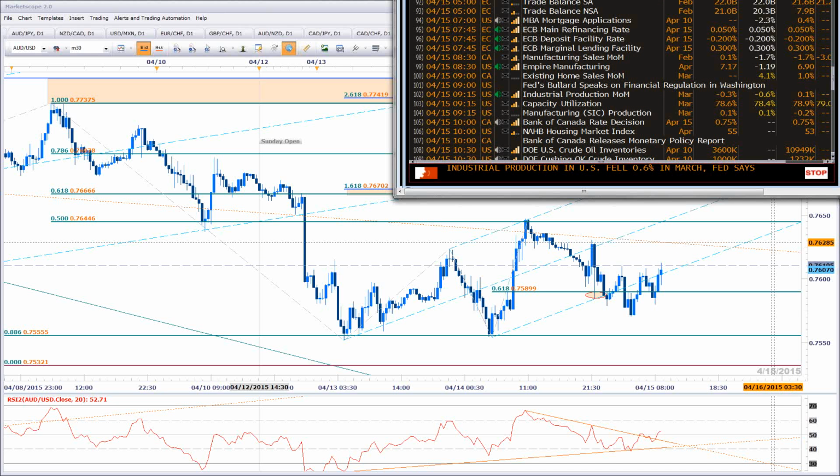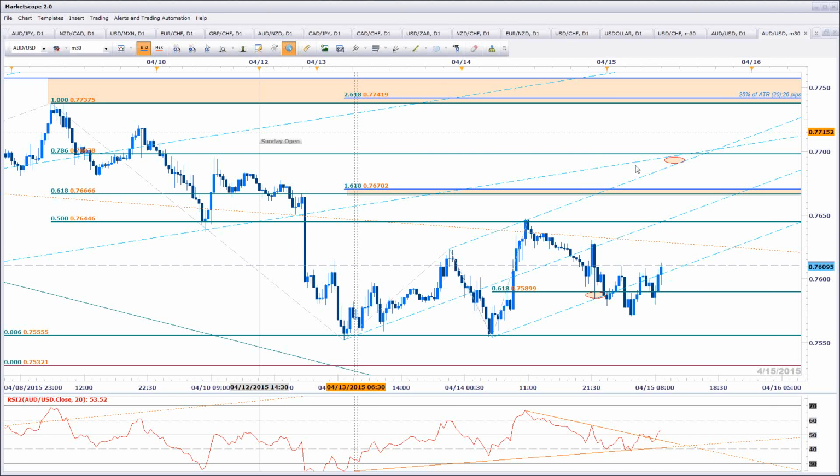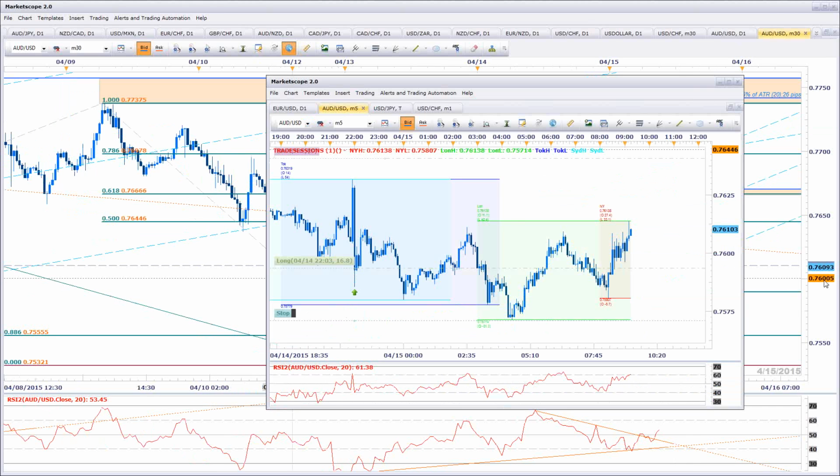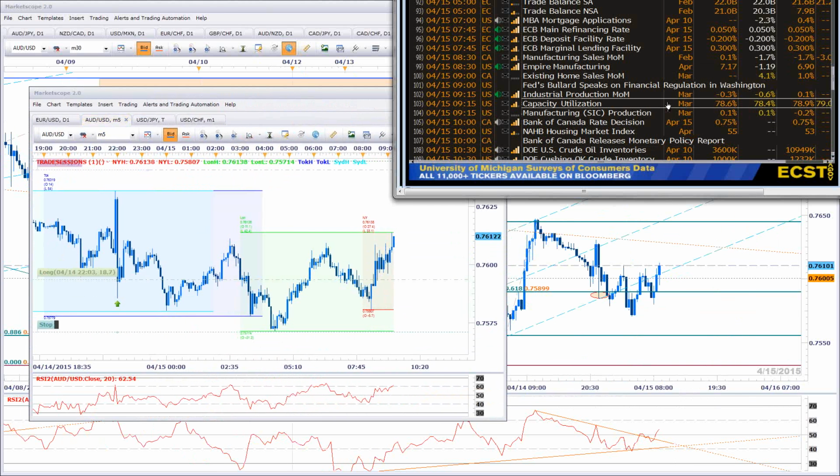We did just get capacity utilization right now, 78.4%, missing expectations for 78.6. So that could further propagate the Aussie to the upside on some dollar weakness here. Let's see if we can get a break on that. But certainly a weaker print here on U.S. capacity utilization, and manufacturing production right in line at 0.1%. And looks like we're getting the break there on the Aussie.